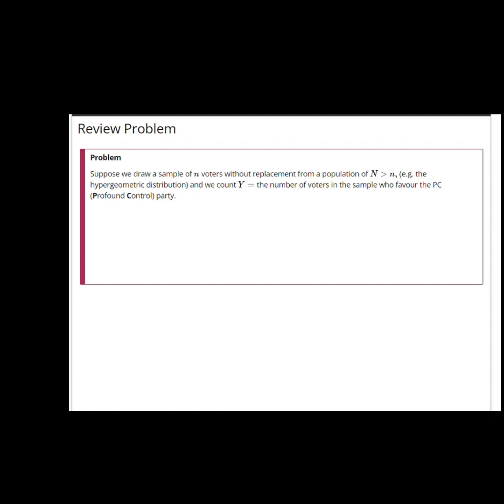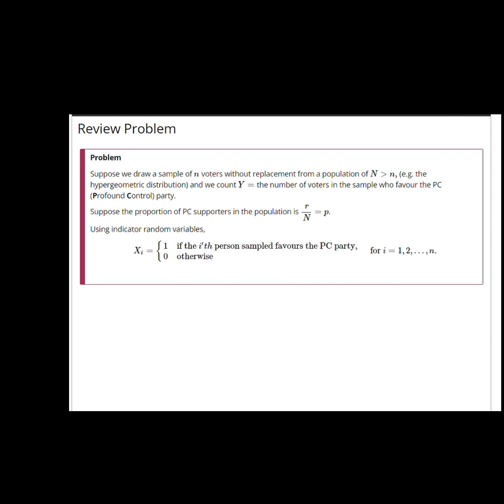We count y, the number of voters in the sample who favor the PC, which is the Progressive Control party. That count, we already know, follows the hypergeometric distribution. Let's suppose the proportion of PC supporters in the whole population is R over capital N, which, for brevity, we'll call little p. I'm going to define some indicator random variables.